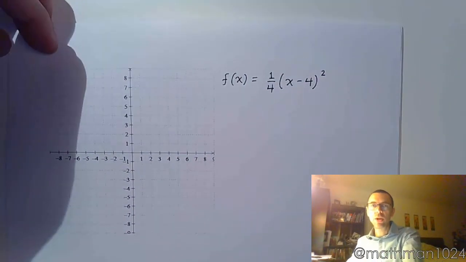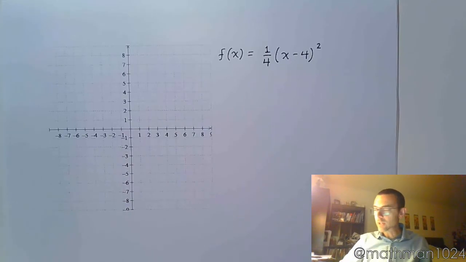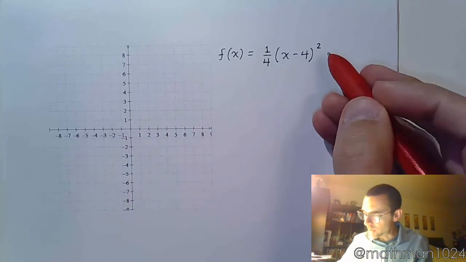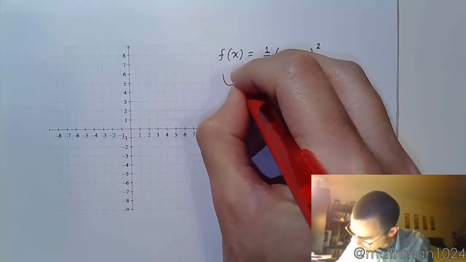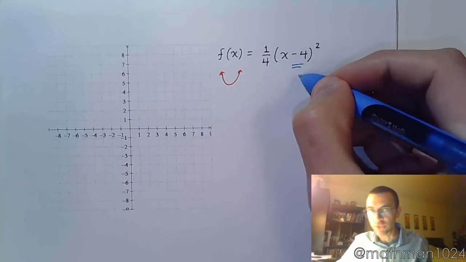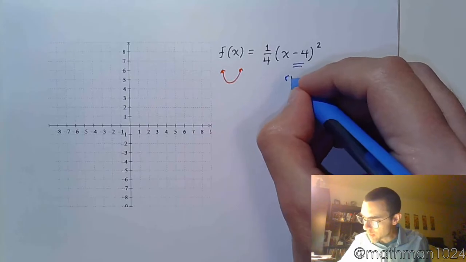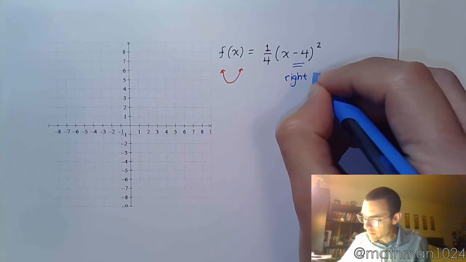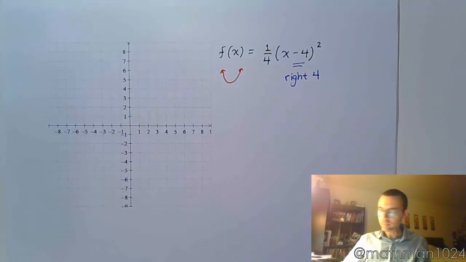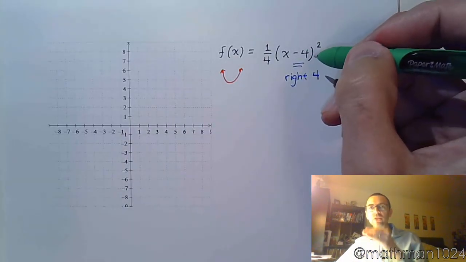All right, so here we have f of x is equal to 1/4 the quantity x minus 4 squared. So right away, we see the square. We know that we have a parabola. We see we have something inside the square, so it's a horizontal shift, opposite of what you see. I see minus 4, I'm going to go to the right 4. And then I've got that 1/4. So I don't have any shift up or down.